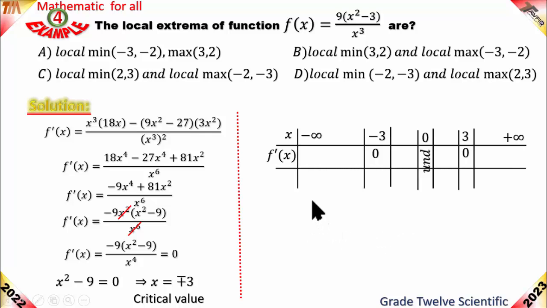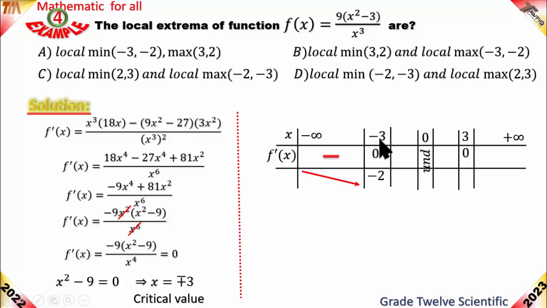To find the sign of f prime of x, take a value from minus infinity to minus 3 and replace it in the derivative. You can see it is negative. That means the function is decreasing. By taking minus 4, for example, minus 4 squared is 16, 16 minus 9 is 7, 7 times minus 9 is negative, so the sign of f prime is minus and the function is decreasing.